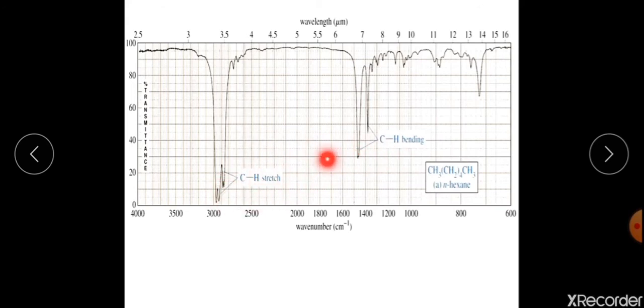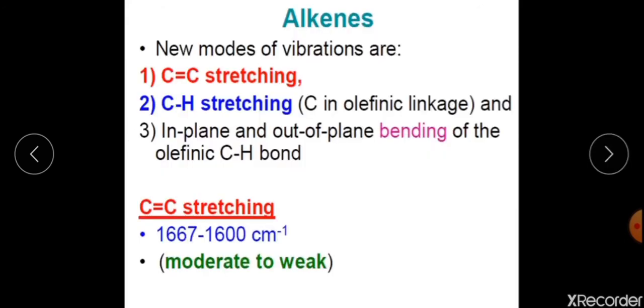So on the basis of this information, we can say that this particular spectrum belongs to n-hexane. Similarly, we come to the alkenes. In the case of alkenes, it may have a carbon double bond and a carbon-hydrogen single bond. So what kind of vibrations can it have?